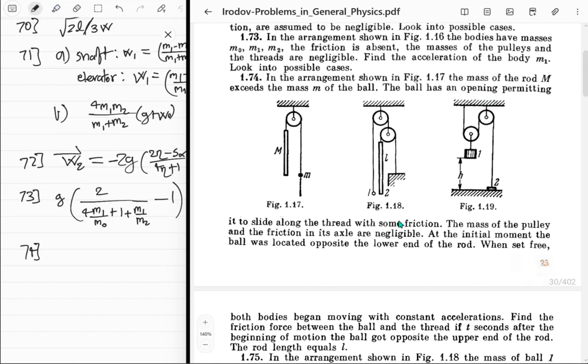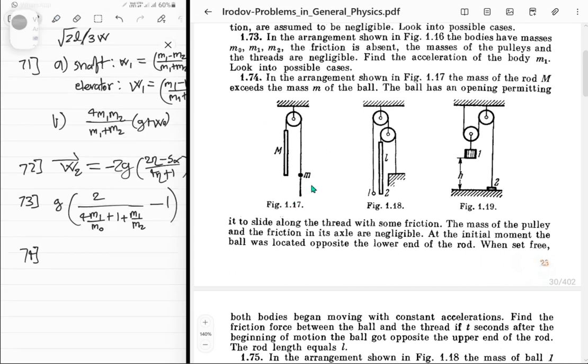Oh, okay. There is friction. But you said that the mass of the pulley. Oh, so okay. The pulley is frictionless, but this mass small m is not.